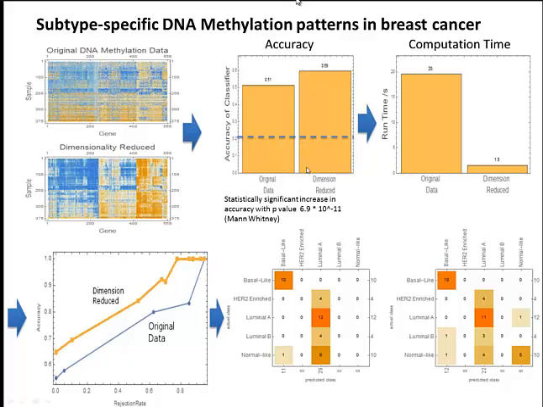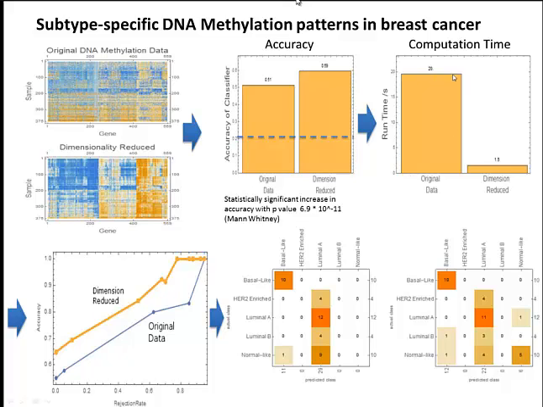So I'm getting the same kind of results here. With the original data, I can predict the subtype of breast cancer from the DNA methylation profile with about 51% accuracy, and this is improved to about 59% on the reduced dimension data set. And again, this is a small but real difference. There's a very small p-value on a Mann-Whitney test of this.